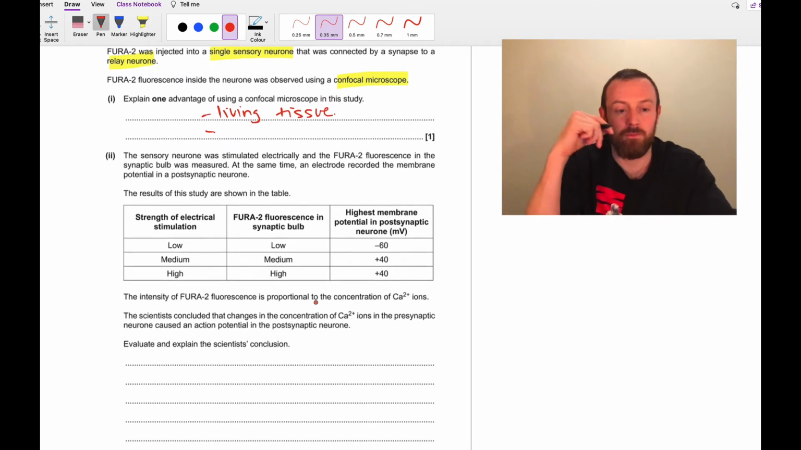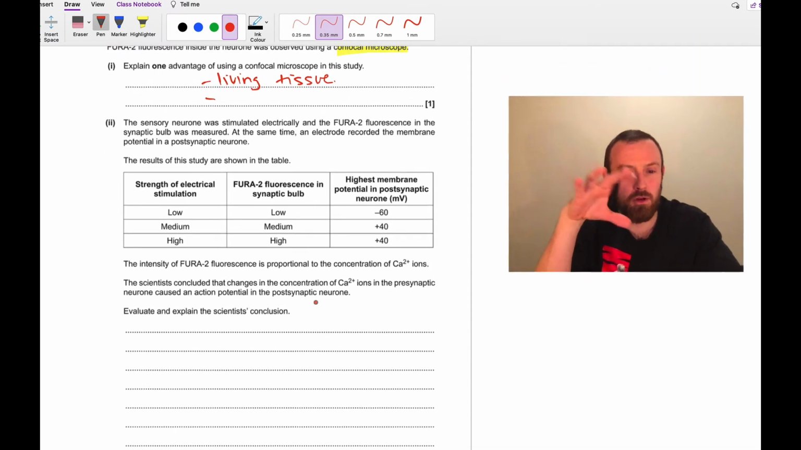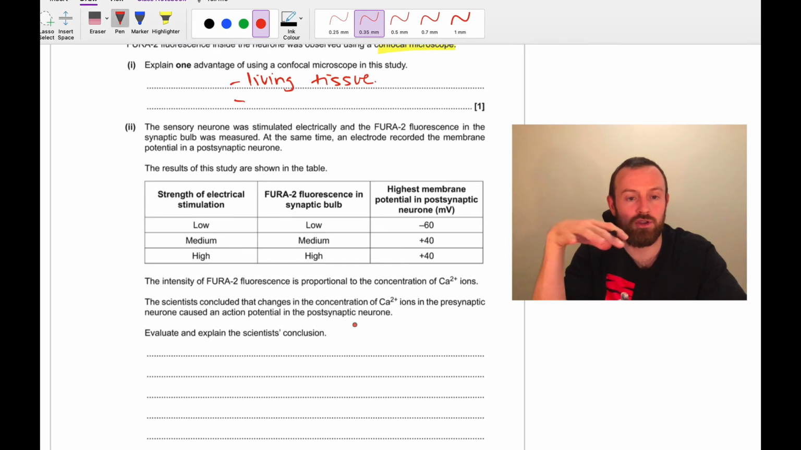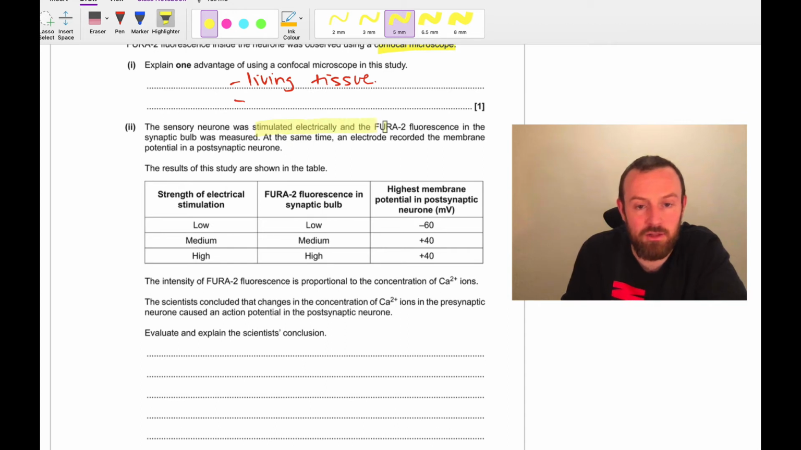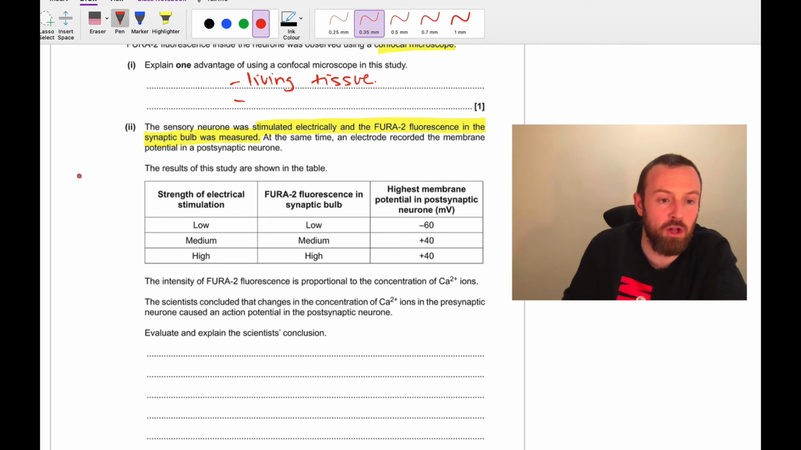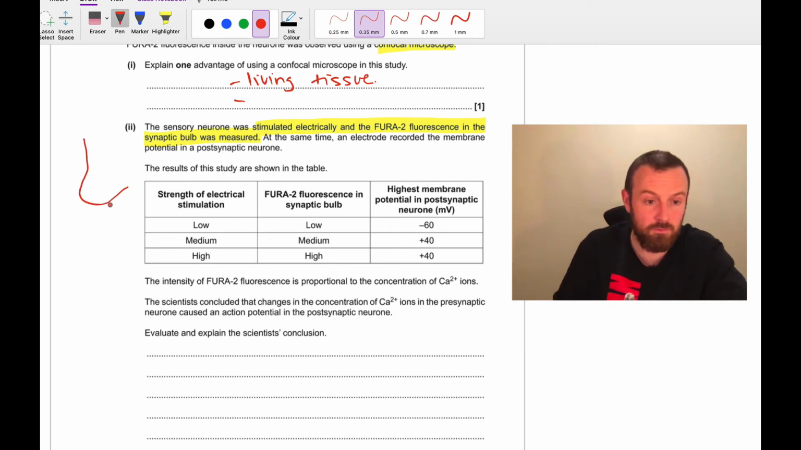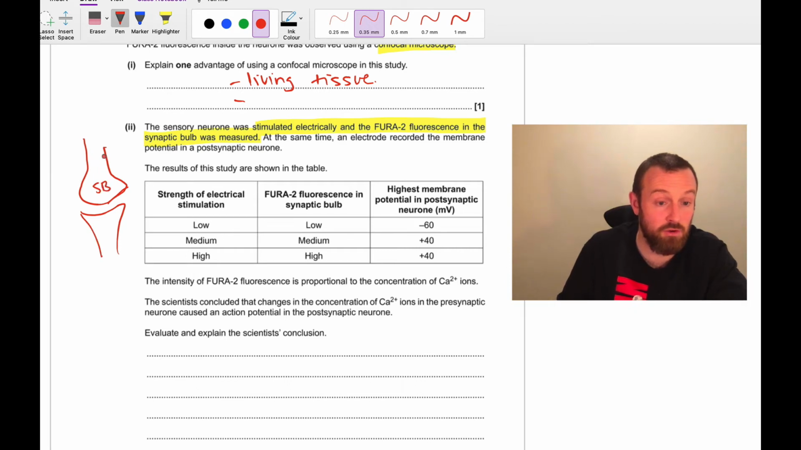So B part 2. This is about looking at the data and drawing conclusions. So let's analyze it. The sensory neuron was stimulated electrically and the Fura2 fluorescence in the synaptic bulb was measured. So remember the synaptic bulb, I'll just sketch it a little bit. Tech problems, it's looking a bit like this, okay? So this is the synaptic bulb here, the presynaptic neuron, and this is the postsynaptic neuron down here.